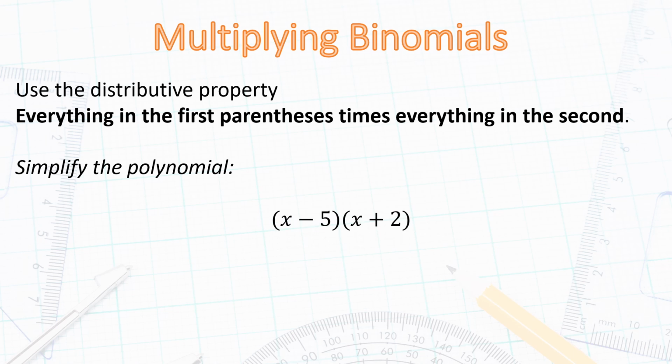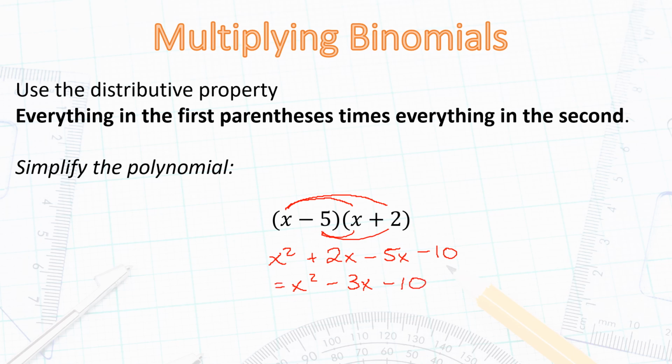All right, multiplying binomials, the key is everything in one parenthesis times everything in the other. So everything needs to be linked to the other one. I like to use these little arcs for doing that. So like x times x, x squared. X times 2, 2x. Minus 5x minus 10. So I get x squared minus 3x, because 2x minus 5x, I can combine those, and I get minus 3. 2 minus 5 is minus 3. And then minus 10 at the end. And that would be my final answer.